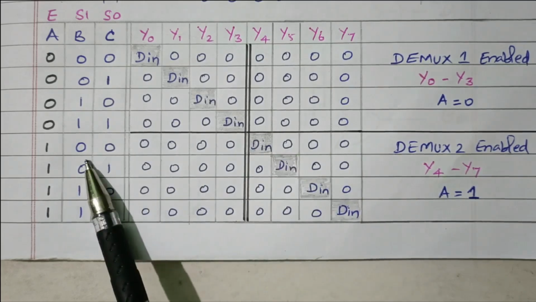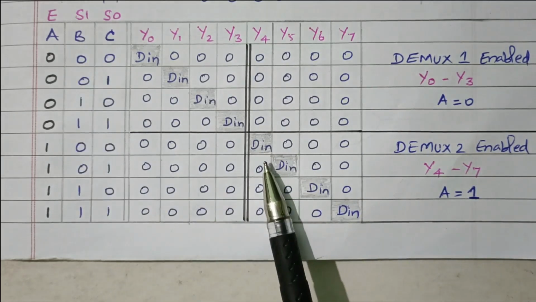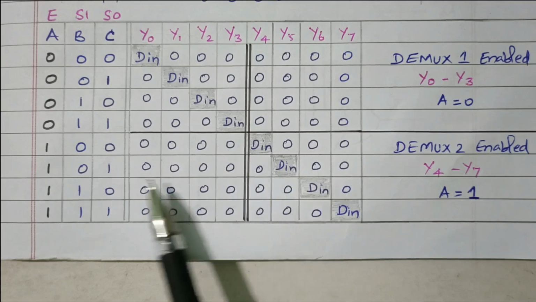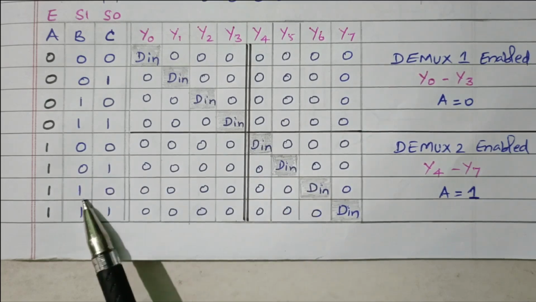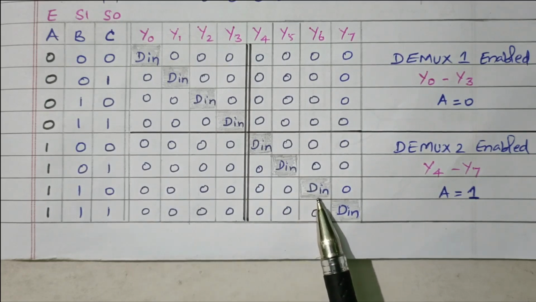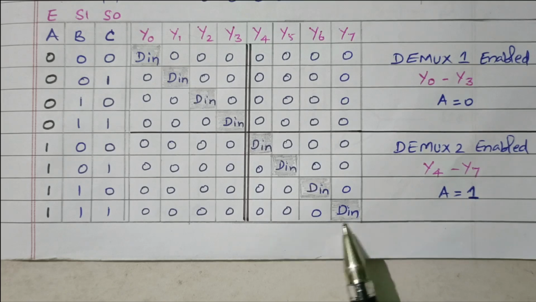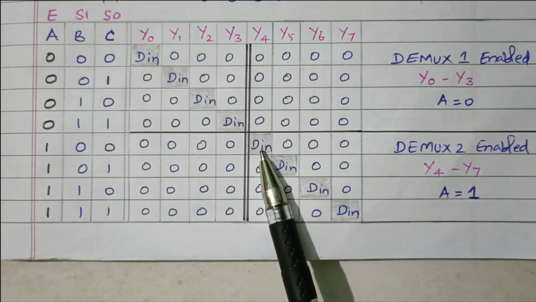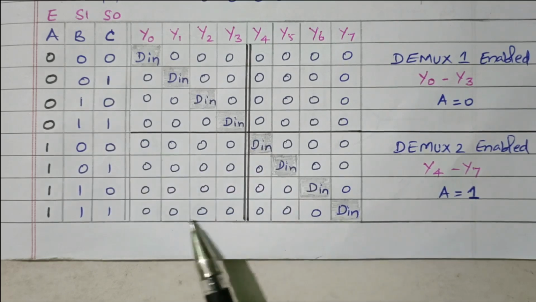In that, again it is 0 0. The selection line 0 0 means we will get the output in Y4. If it is 0 1, we will get the output in Y5. 1 0 will get the output in Y6. 1 1 means we will get the output in Y7. So we are getting the output from Y4, Y5, Y6 and Y7. The others are all zeros, right?